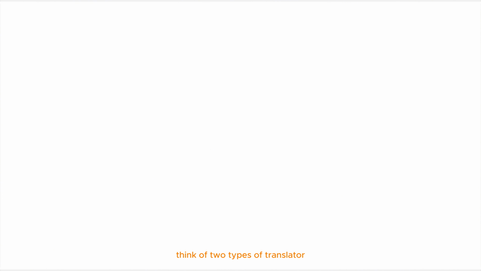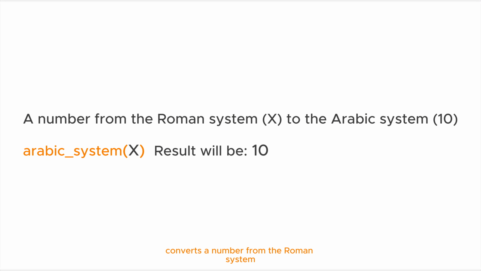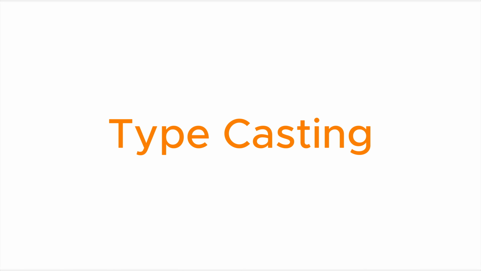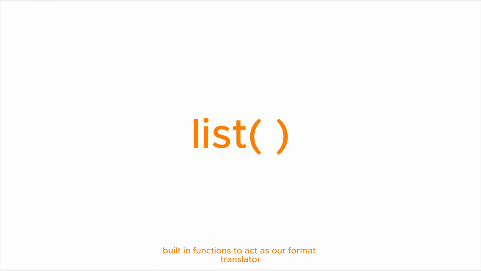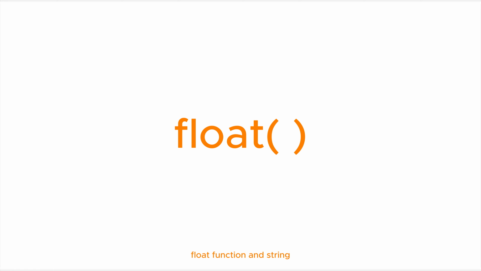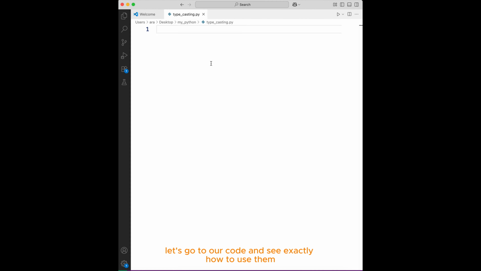Think of two types of translator. A language translator converts words from English to French, for example. A format translator converts a number from the Roman system to the Arabic system, like this. Typecasting is exactly like a format translator. It doesn't change the value of the data. It only changes its format or type. Python gives us simple built-in functions to act as our format translator, for example the int function, float function, and str function. Let's go to our code and see exactly how to use them.